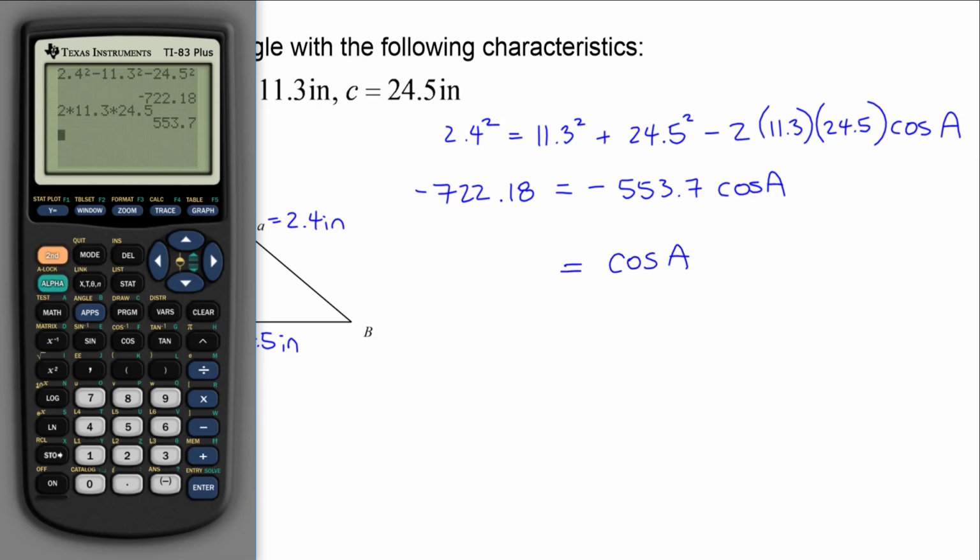So when I divide the 553.7 over, cosine A is equal to, let's find out, negative 722.18 over negative 553.7. It's 1.304, goes on for a while. We know that the range of cosine is -1 to +1, so this is outside of the range of cosine, which means when I try to take the arc cosine of this, it's going to result in an error. So there is no such triangle that will work.